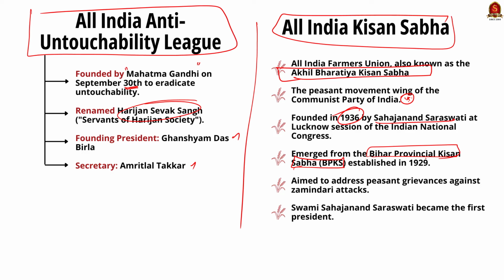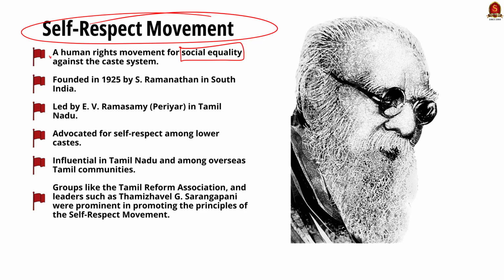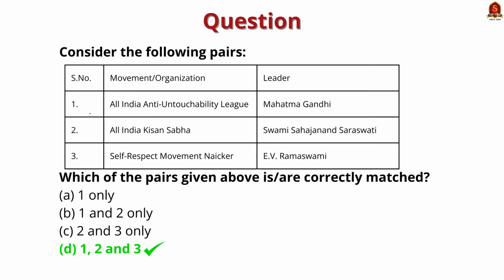So, the pair 2 is also correct. Now coming on to the third pair, see, the Self-Respect Movement is a popular human rights movement originated in South India aimed at achieving social equality for those who are oppressed by the caste system. See, the movement advocating for the lower caste to develop self-respect was founded in 1925 by E.V. Ramasamy, also known as Periyar by his followers. So, the correct option is option D. All the three are correct.